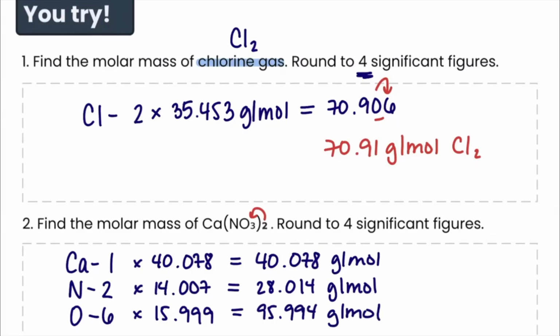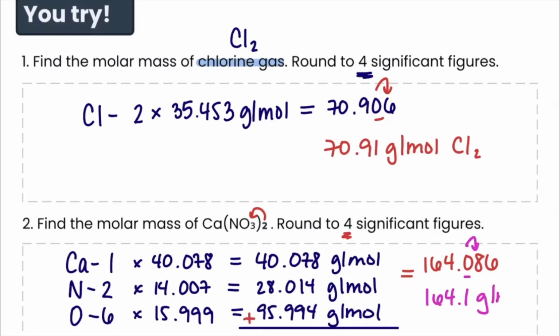The last step is to take the sum of these 3 values. So we end up getting 164.086. Rounded to 4 sig figs, we get 164.1 grams per mole of calcium nitrate.